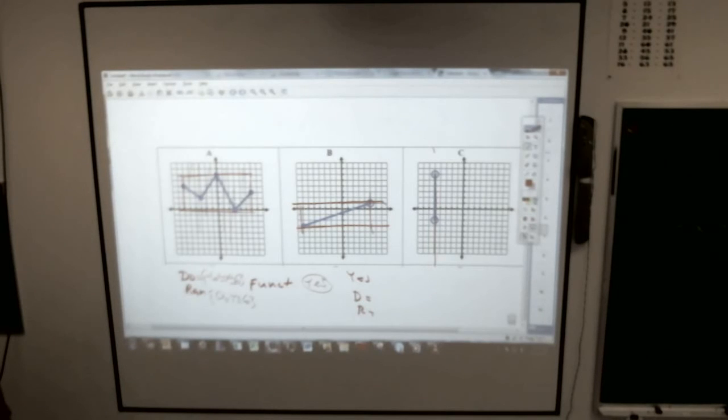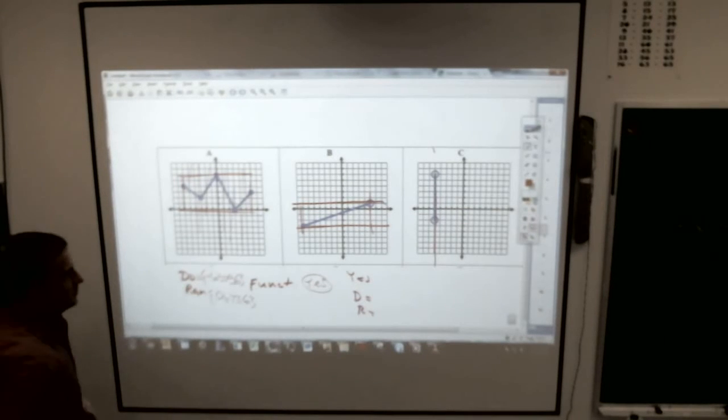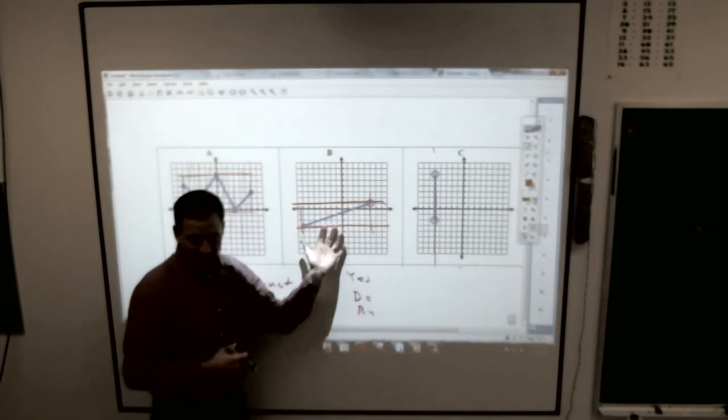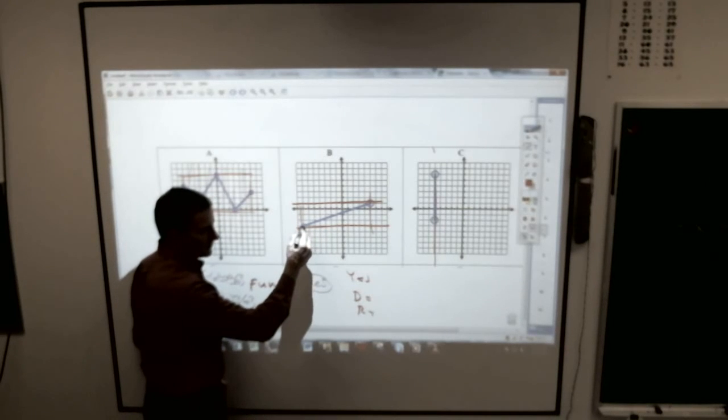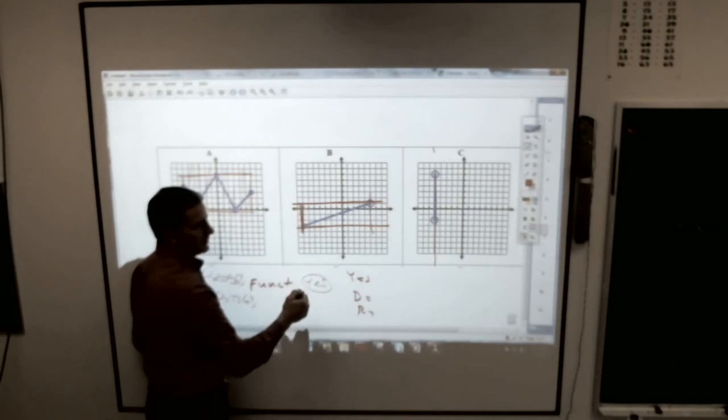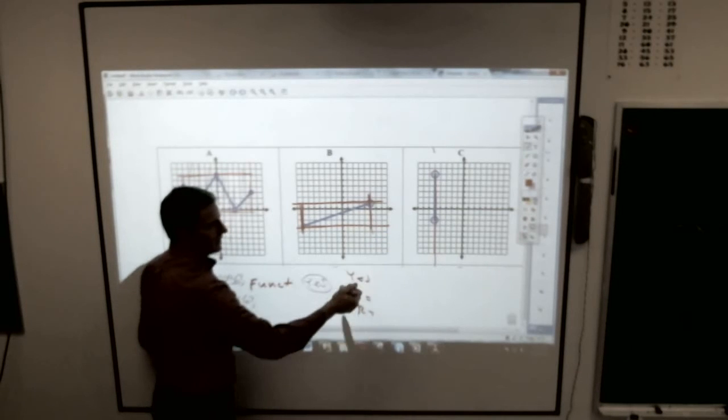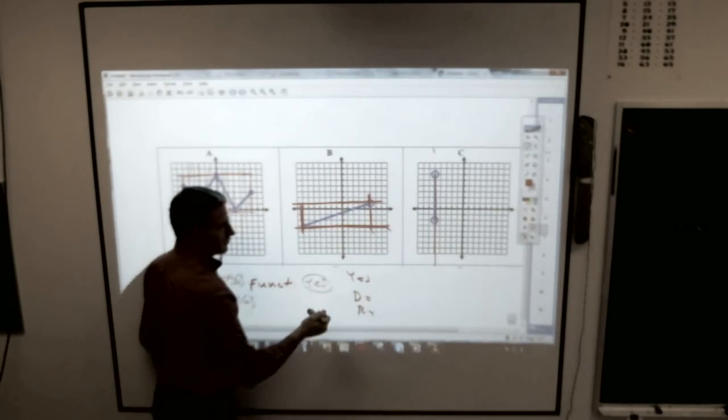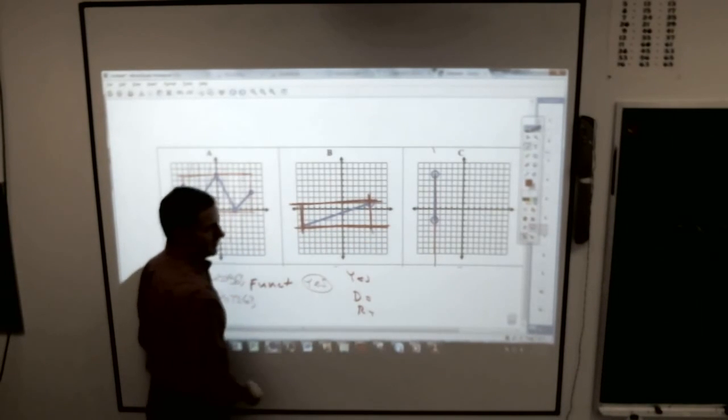Why don't you give everybody else a chance? Do we get it? Raise your hand if you think you have it. Raise your hand if you have no idea. Do you not understand the boxing thing? This is the farthest left the graph goes, so I draw a straight up line here. This is the farthest right, so I draw a straight up line. This is the farthest down it goes, so I go across. This is the farthest up it goes.